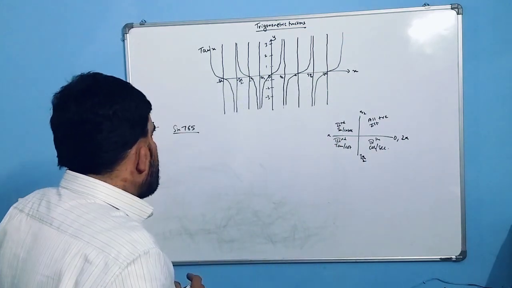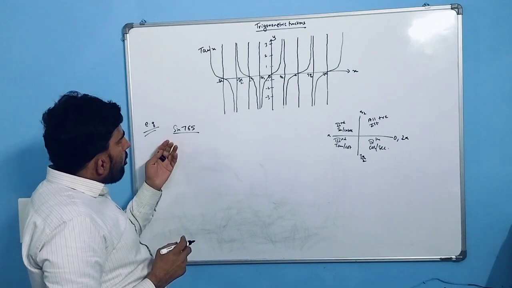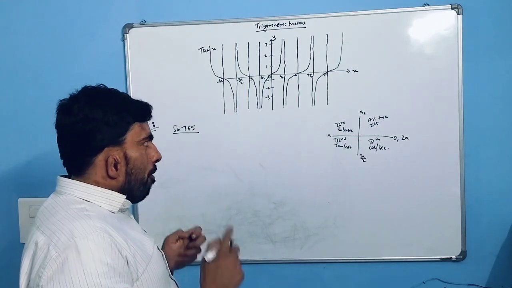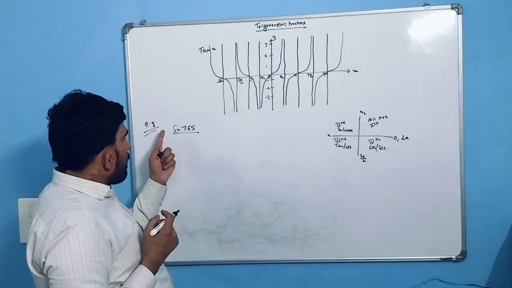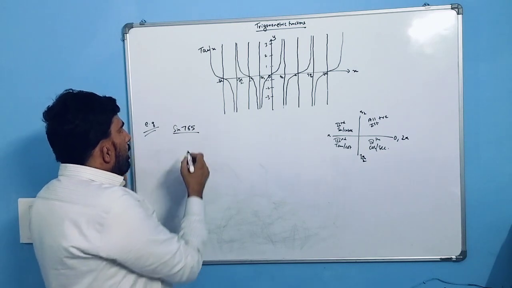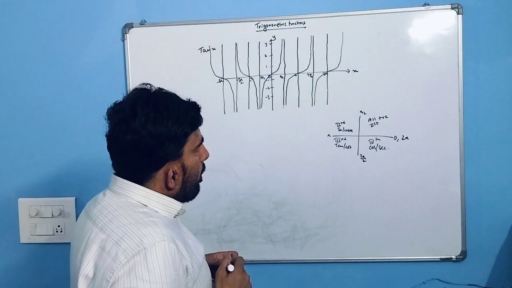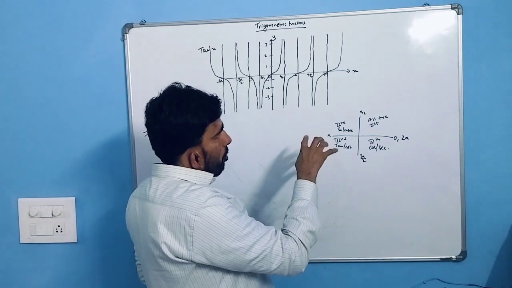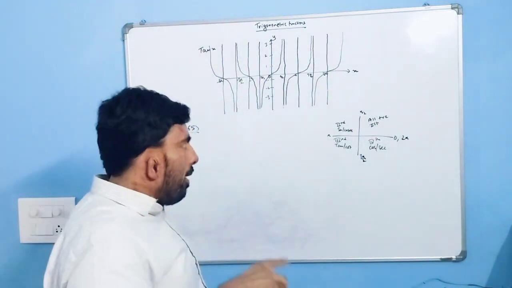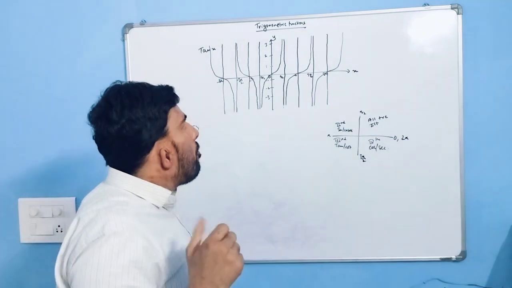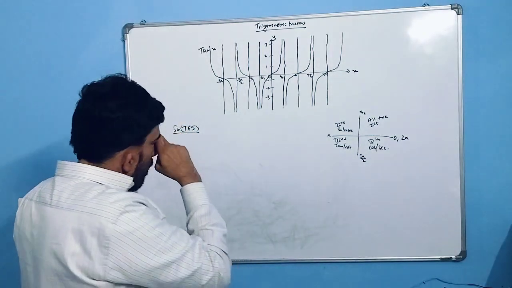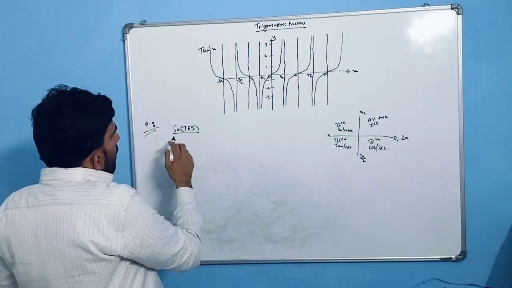Okay. So now see, they are asking about the value of 765. First of all, we have to see that here it is positive. So we need to find in which quadrant, first quadrant or second quadrant? Because sine will be positive in only first and second quadrant. Okay. So let us see which value it is.